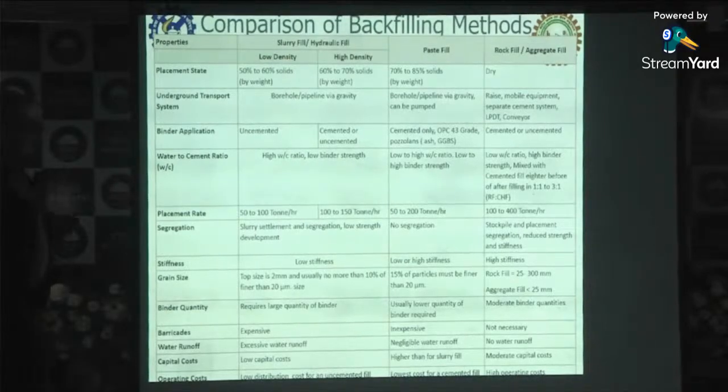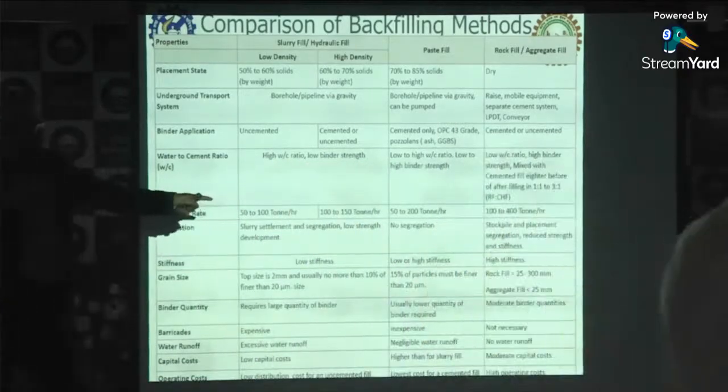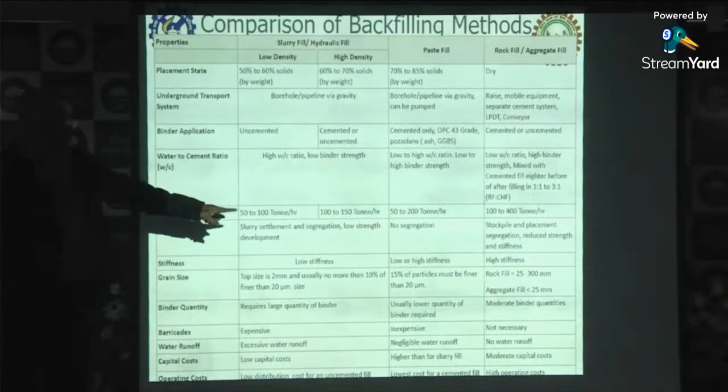Binder quantity: a large amount of binder is required for low density fill because it gets segregated. So we need more cement to achieve the same strength. Binder quantity is usually low for paste fill, because the cement is evenly distributed, so for less cement we get the same strength. For rockfill, a moderate binder quantity is used, and basically the binder quantity is provided by the hydrofills.